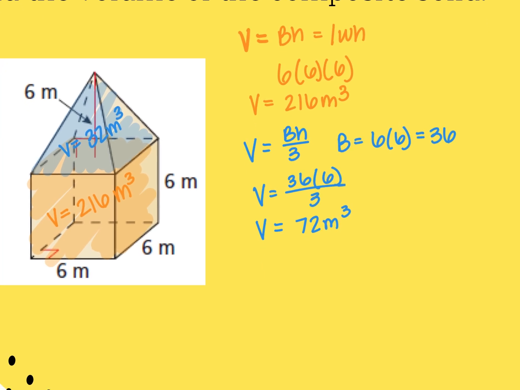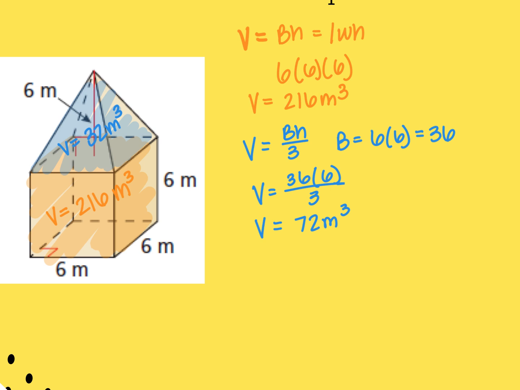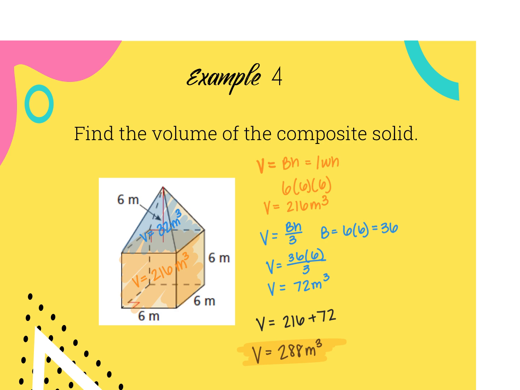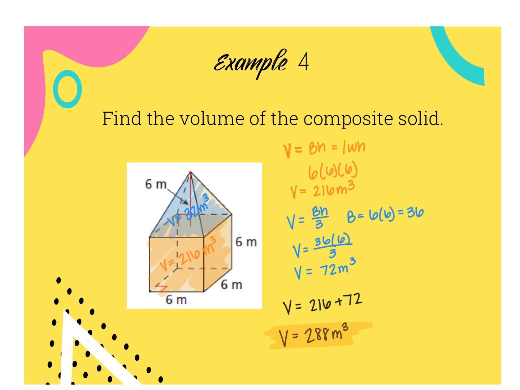And then all I have to do is add them together. So volume is going to equal 216 plus 72. And if you add it correctly, your answer is going to be 288 meters cubed. Please make sure you understand that. All you did was add them together. Questions, comments, concerns on that one? Okay.